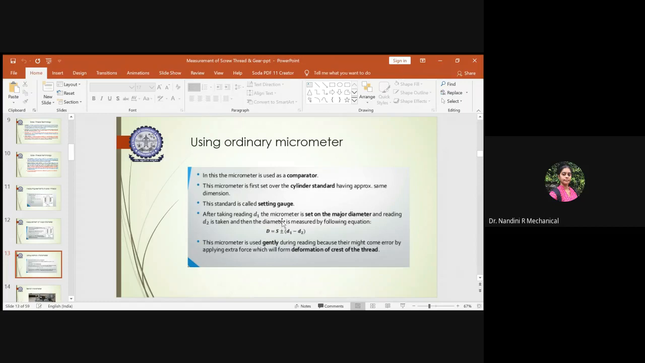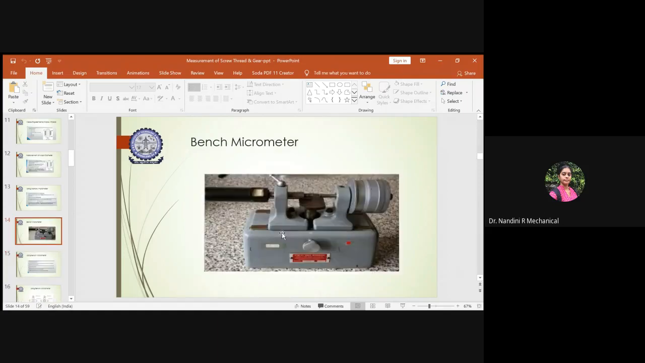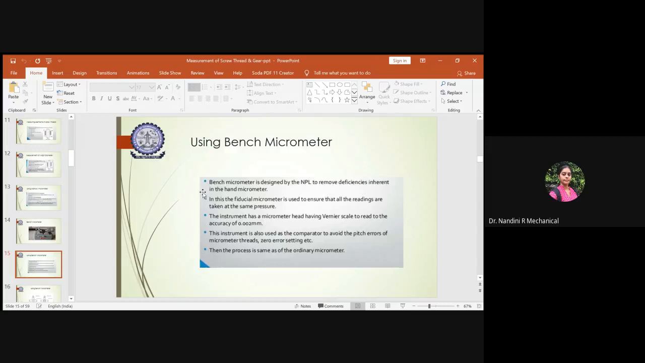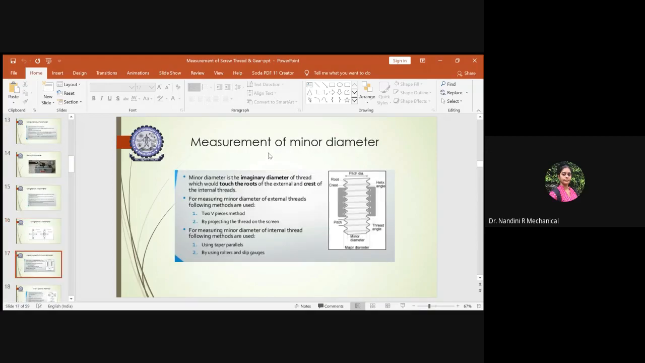Also, using the ordinary micrometer, we calculated the effective diameter, and this was the instrument we used to measure. This other method is the bench micrometer. Later, we dealt with measurement of minor diameter also. For measurement of minor diameter, we used two methods. One is the 2V piece method, and the other was projecting the thread on the screen. These are the two methods used to measure the minor diameter of external threads.